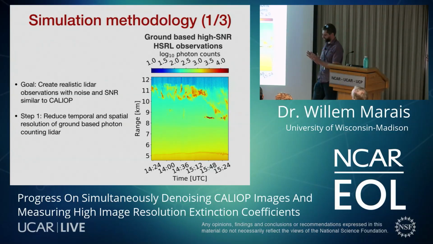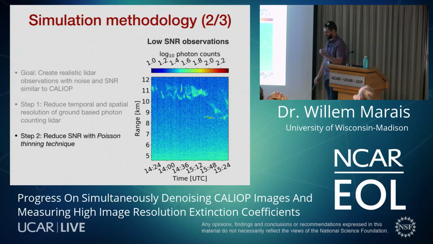Let's reduce the temporal and the spatial resolution of the image so that the spatial and temporal resolution is similar to that of a space-based lidar instrument. In other words, the horizontal resolution of the image is similar to CALIOP, which is 1/3 of a kilometer. So that's the first step of what we do: reduce the spatial and temporal resolution.